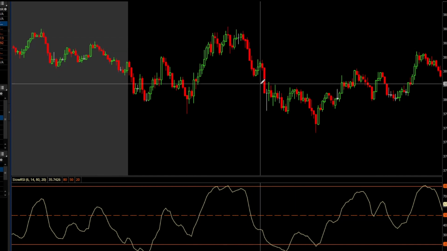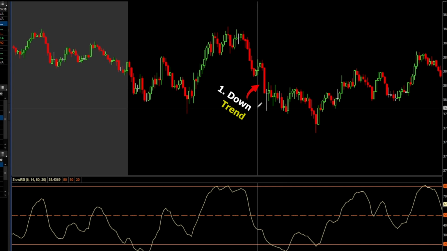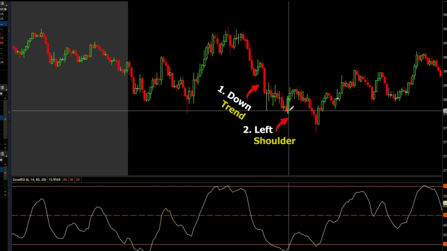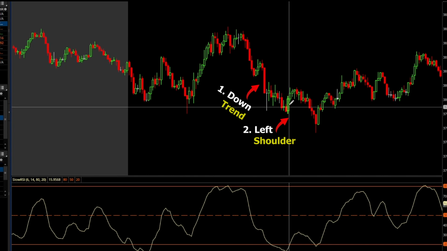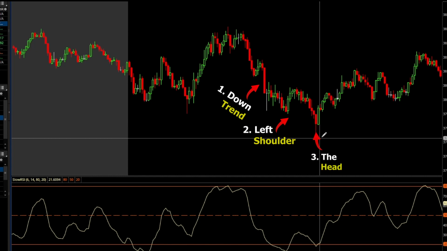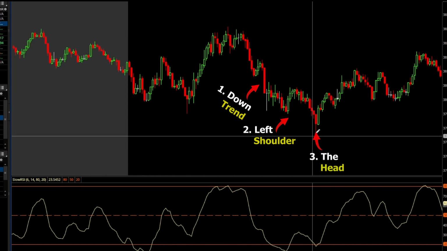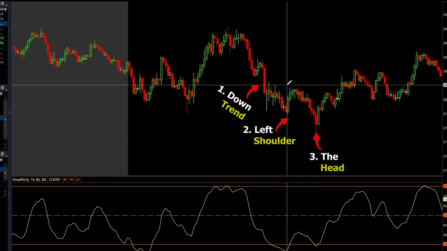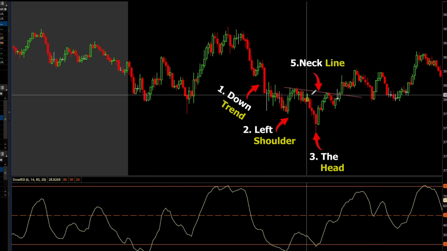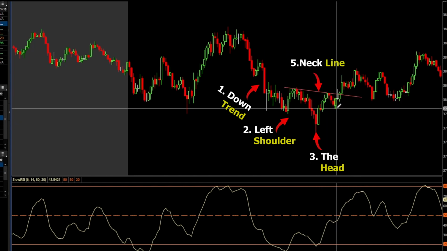We've got our downtrend here, that's component number one. We got our left shoulder here, component number two. Just drop down, come back up, hit some resistance, come back down, make a lower low, component number three. Come back up, there's our neckline. Come back down, there's our right shoulder.